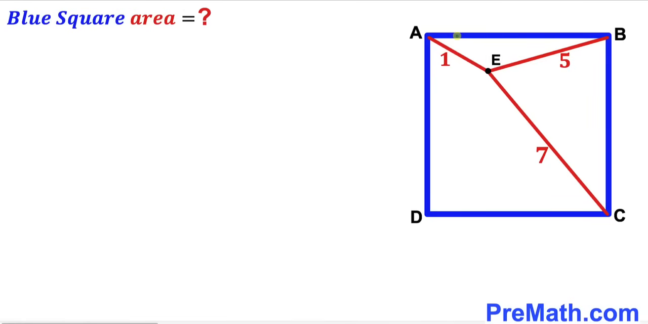Welcome to PreMath. In this video, we have this blue square ABCD, along with these line segments AE, BE, and CE inside the square, as you can see in the given diagram, such that segment AE has length 1 unit, segment BE has length 5 units, and finally segment CE has length 7 units. Our task is to calculate the area of this blue square ABCD.